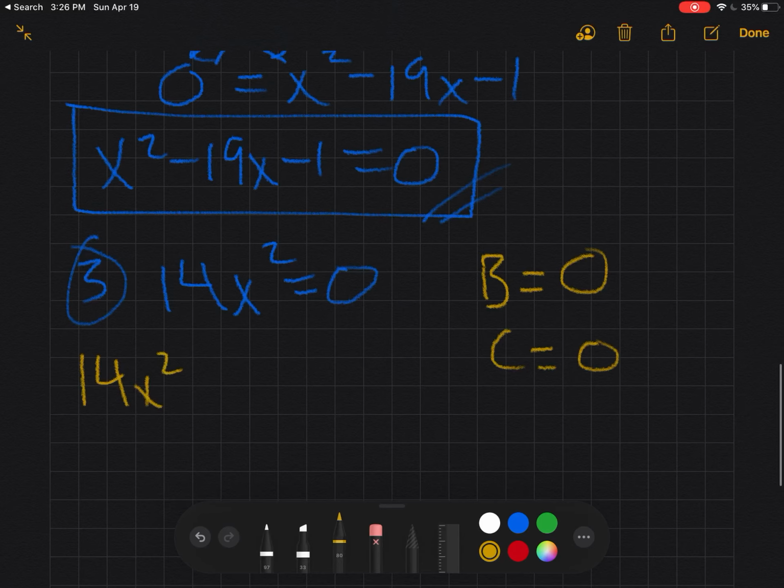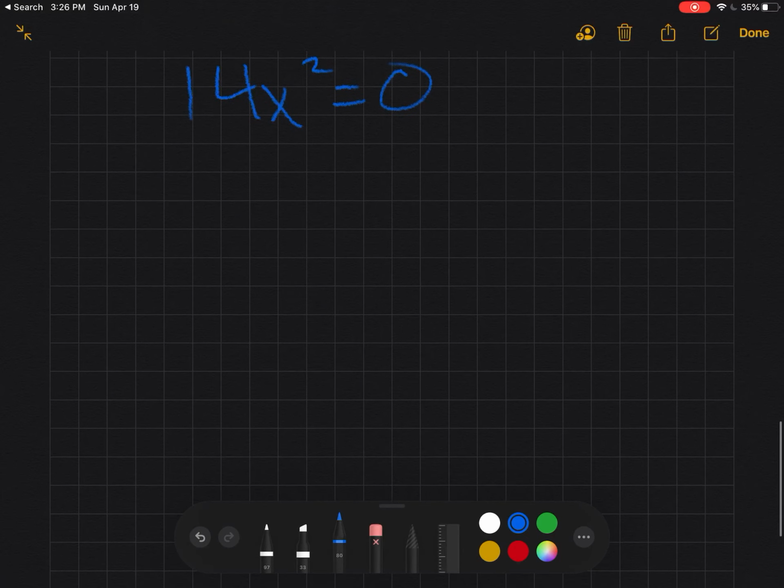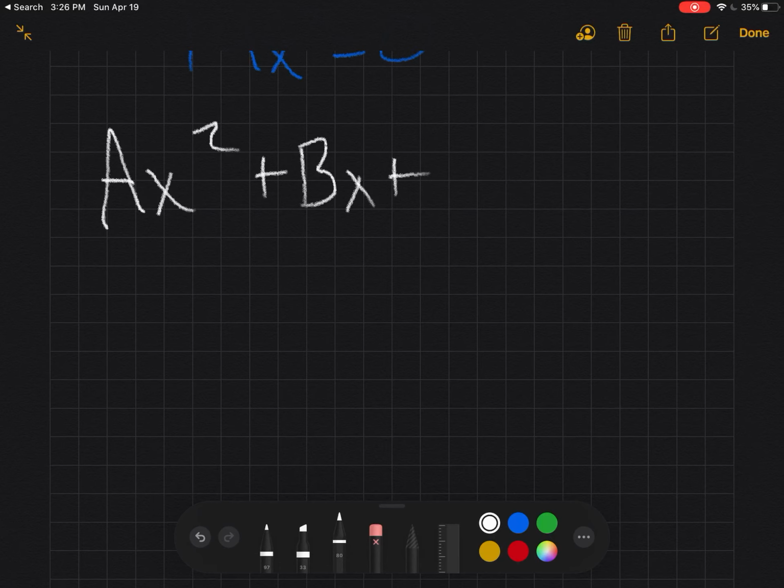And the third one, it's actually a trick question. So I said 14x squared equals 0. This is already in standard form. But here's the issue. B is equal to 0 and c is equal to 0. Look, if I have 14x squared plus 0 times x plus 0 equal to 0, that's the same thing as what I've written up here. So this is actually already in standard form. It's just b and c are equal to 0.